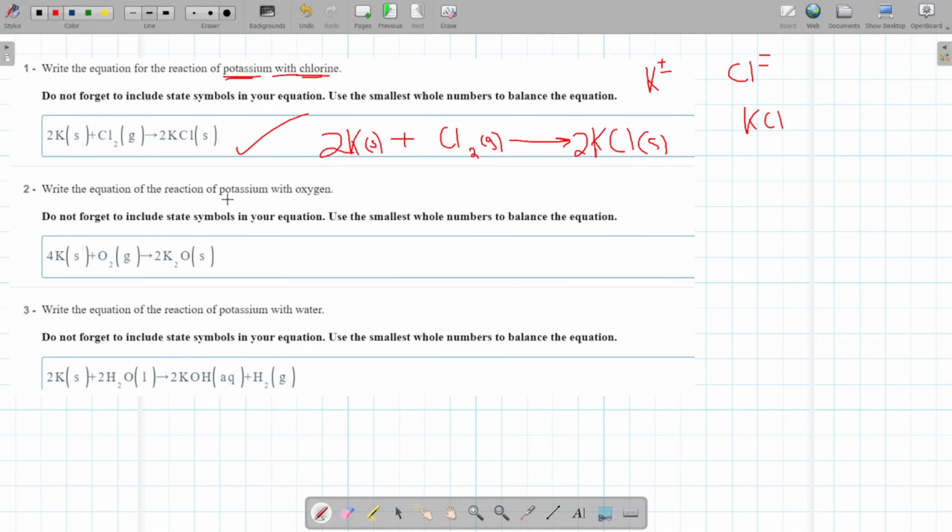Potassium with oxygen. K+, O2-. Crisscross, you're going to get K2O. For now, let's write it: K plus O2. Why O2? Because oxygen is diatomic, to produce K2O. Balance it. What are the state symbols? K is a solid because it's an alkali metal. Oxygen is a gas. And K2O is going to be a solid.